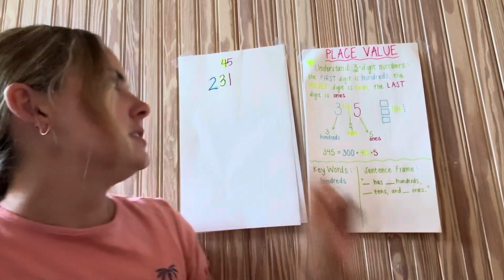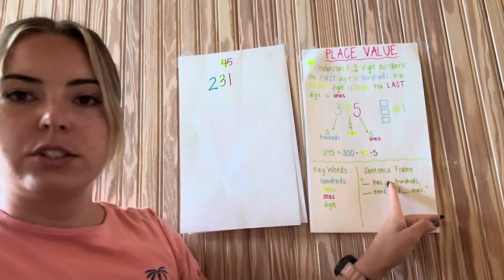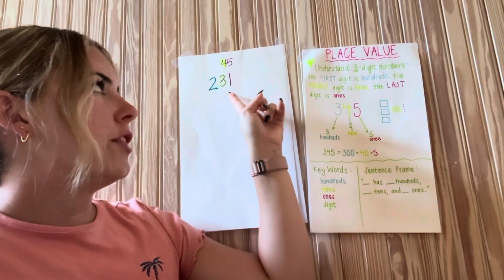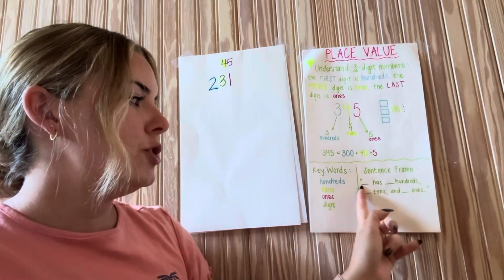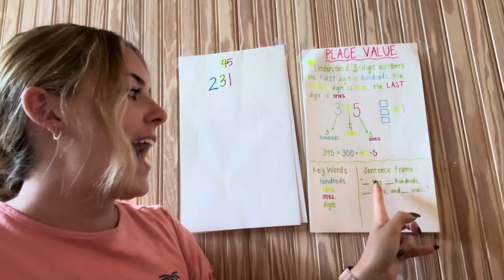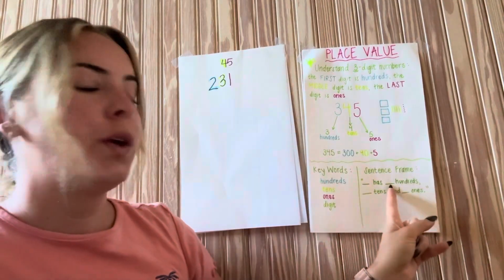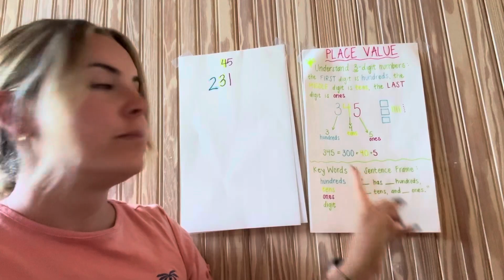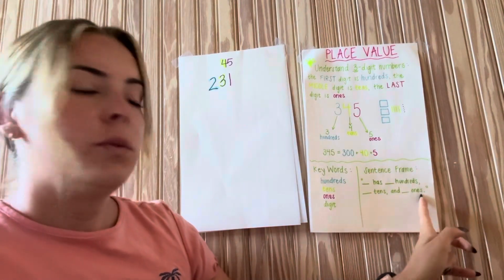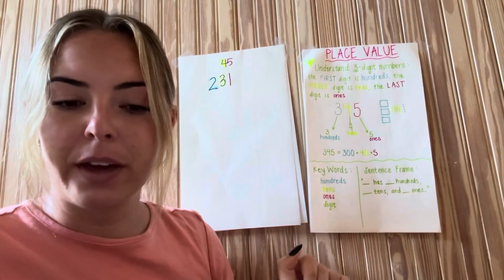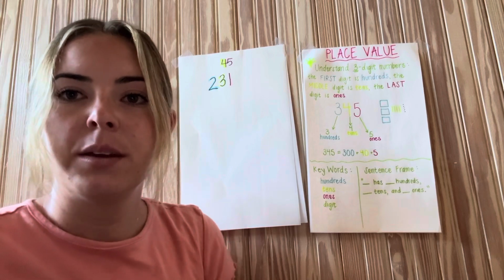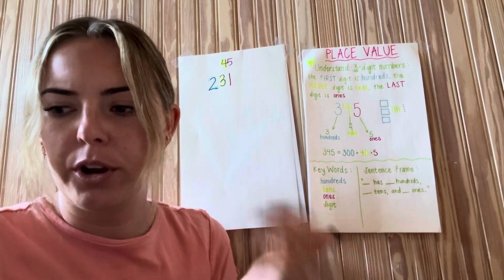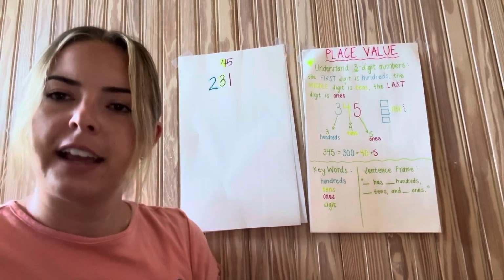Looking at our sentence frame over here, 231 has 2 hundreds, 3 tens, and 1 ones. So that's how we do it using blocks. But what if we don't have blocks and we want to solve the number? Let's look at a next number.